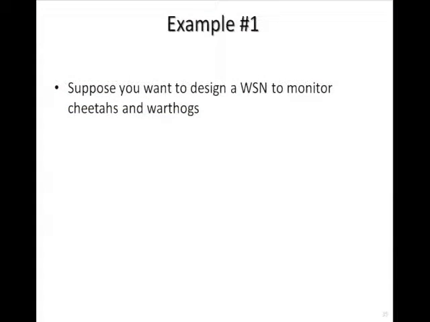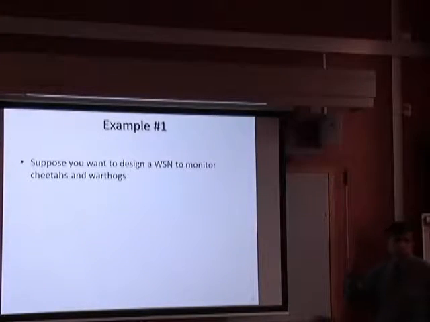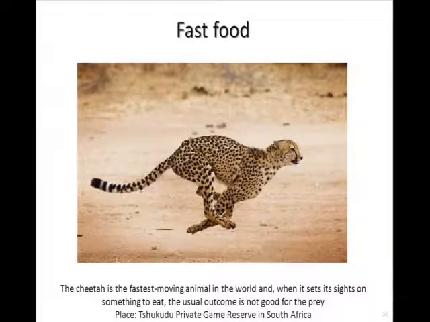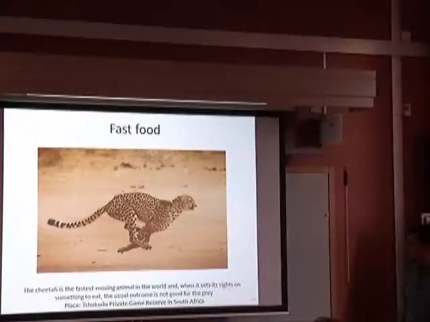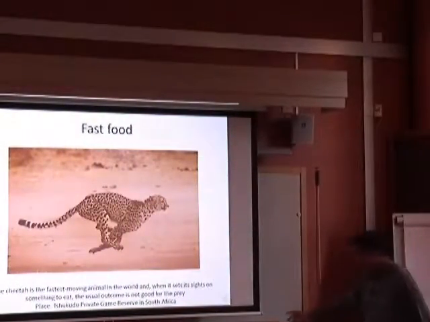So I'll just give you some examples here about the possible use of these sensor networks and data processing. Suppose you want to design a sensor network to monitor cheetahs and warthogs in Africa, for instance. Well, the cheetah is the fastest moving animal in the world. Okay, so there is no other animal that runs faster than the cheetah.